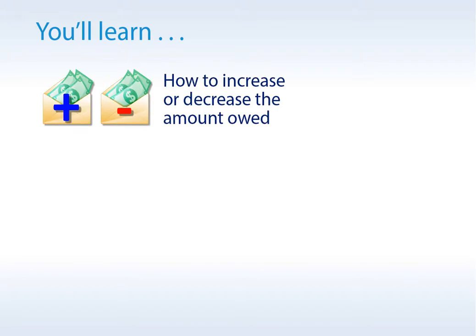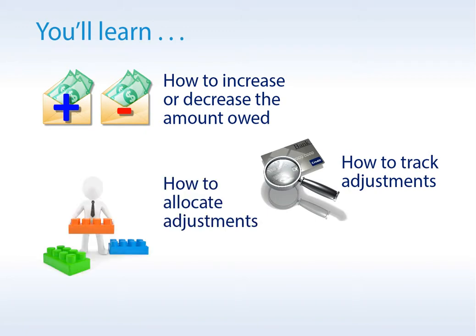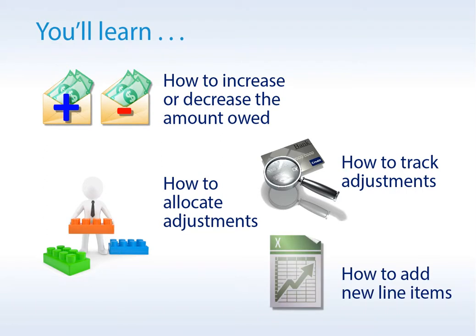Through the examples, you'll learn the basics such as how to increase or decrease the amount owed on an existing line item, how to record adjustment information for audits, how to allocate adjustments manually, and when and how to add an adjustment as a new line item to an account.